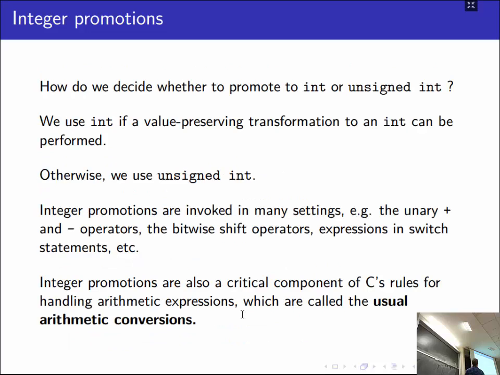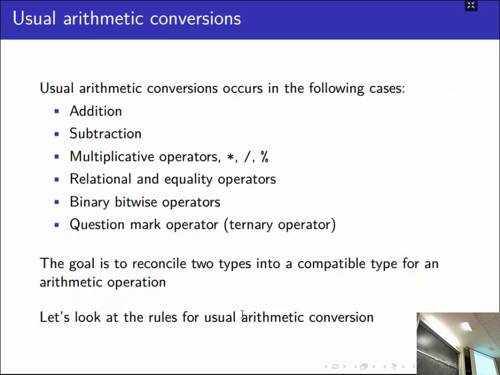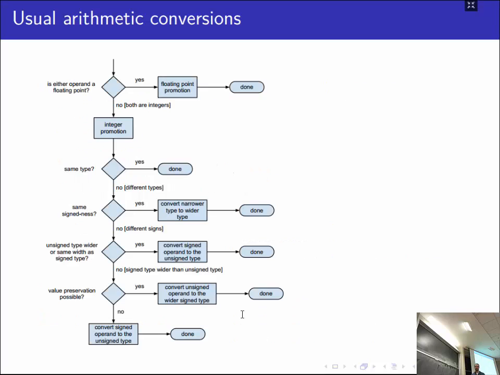So the question now remains: do we promote to a signed integer or an unsigned integer? And that's kind of tricky. So let's look at the rules here. These are the usual arithmetic conversions, where this would happen: addition, subtraction, multiplication, all this different stuff. So the rules work as follows, and here's a flowchart that we need to look at a little bit carefully.